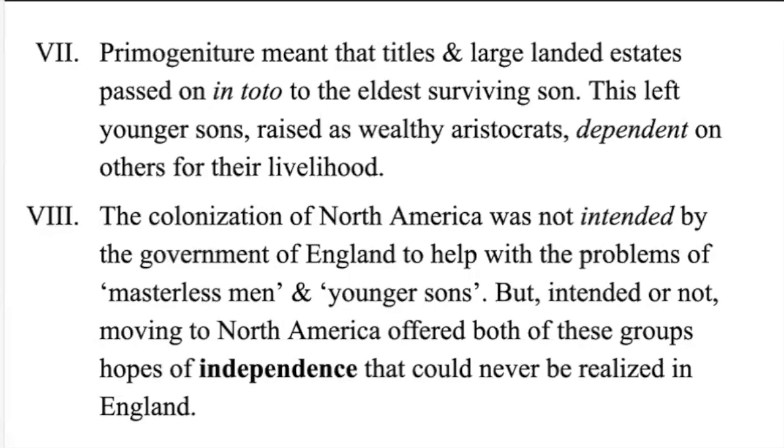Primogeniture meant that titles and large landed estates passed in toto, or completely, to the eldest surviving son. This left younger sons, raised as wealthy aristocrats, dependent on others for their livelihood. The colonization of North America was not intended by the government of England to help with the problems of masterless men and younger sons, but intended or not, moving to North America offered both of these groups hopes of independence, as they conceptualized it then, that could never be realized in England.